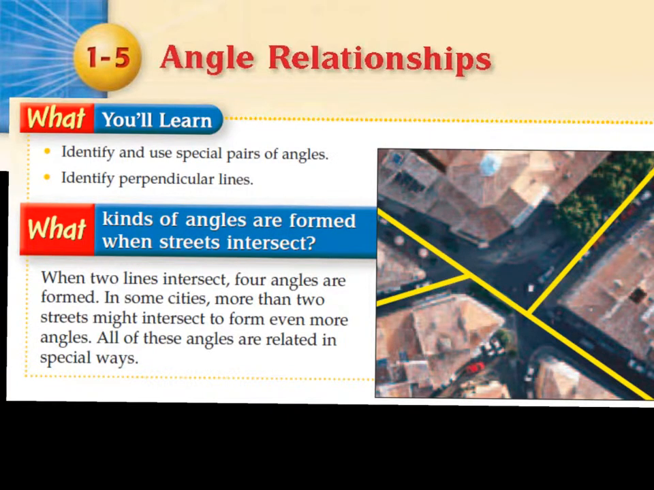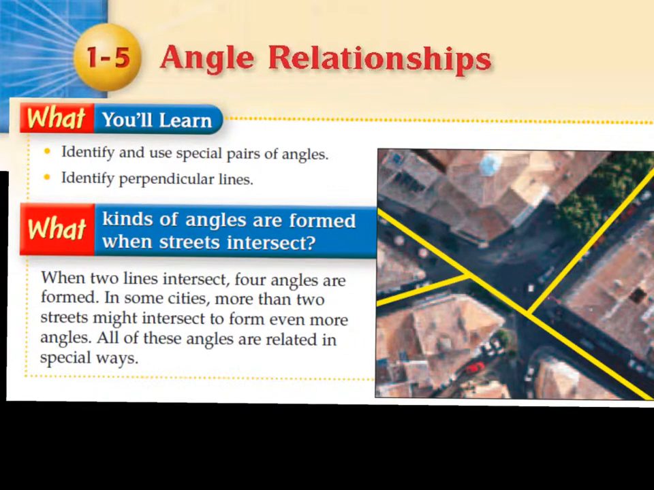The topic for Lesson 1-5 is angle relationships. You'll learn to identify and use special pairs of angles and identify perpendicular lines. When two lines intersect, four angles are formed. In some cities, more than two streets might intersect to form even more angles. All of these angles are related in special ways.